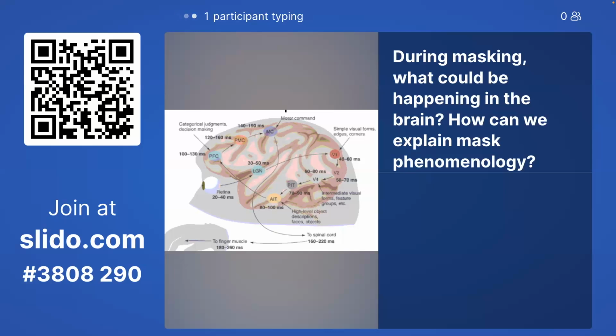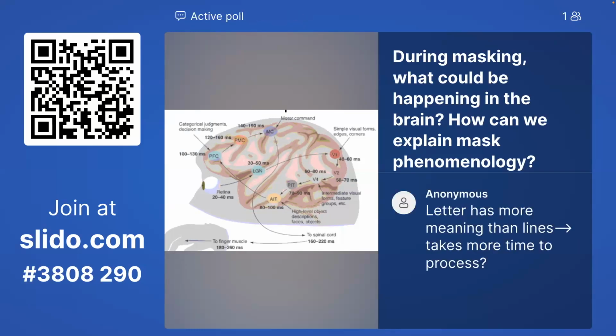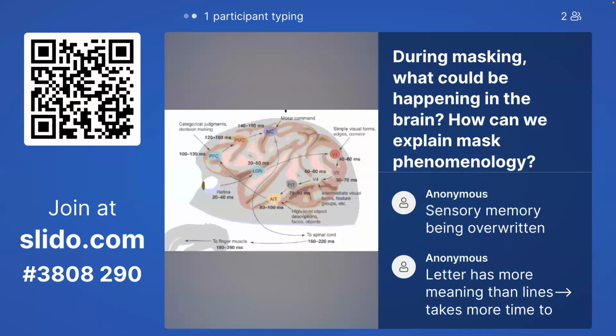I was thinking, since all the processes take time individually, like going from V1 to V2 takes 40 to 60 milliseconds, and it all adds up before going to the spinal cord and then to the finger muscle. Maybe the mask is so fast that it overrides the pathway, and instead of seeing the stimulus before, the new stimulus overrides it, and you see the mask instead.